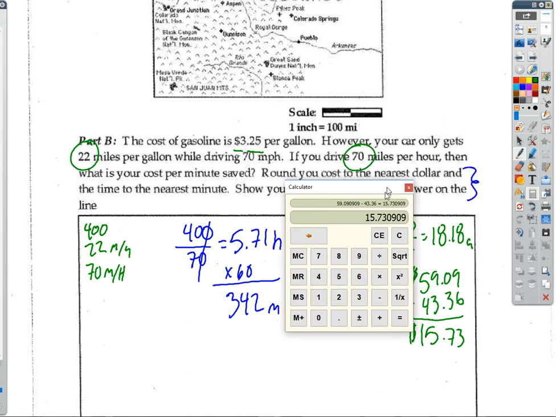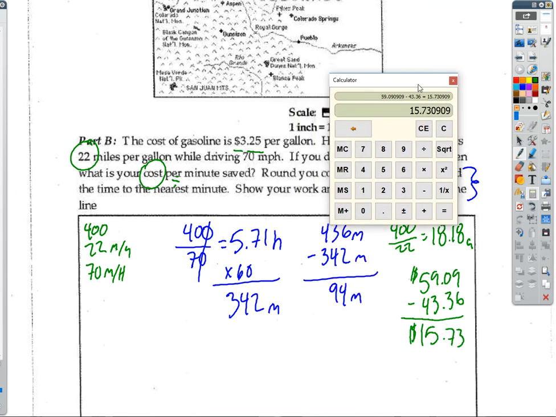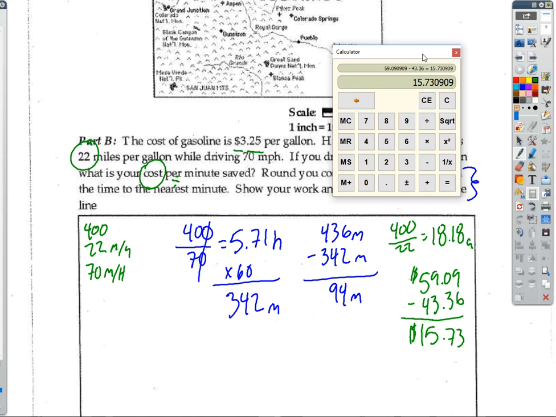So let's read what the question's asking. So the question is, if you drive 70 miles per hour, then what is your cost per minute saved? So I want my cost. What does per mean? It means divide. So the cost per minute saved. So I had an additional $15.73, but I gained back, or I saved, 94 minutes. So I'm going to divide the extra dollars that I've spent, the cost, by the minutes saved.